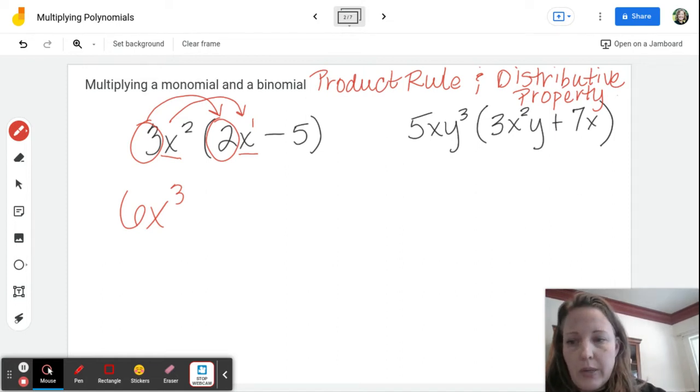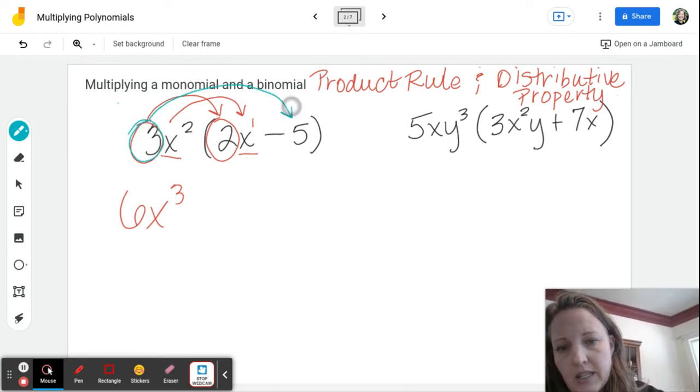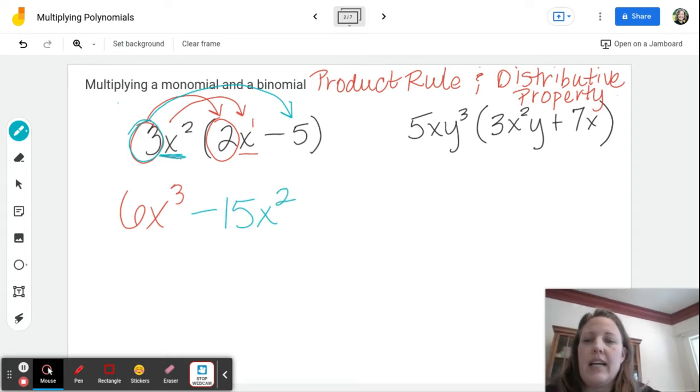Now, the next part, I'm going to do in a different color. I'm going to take my 3 this time times a negative 5, so that becomes negative 15. Now my x squared that's right here, there's no other x, but I can't lose him. He's still a part of all of this, but he's just an x squared.